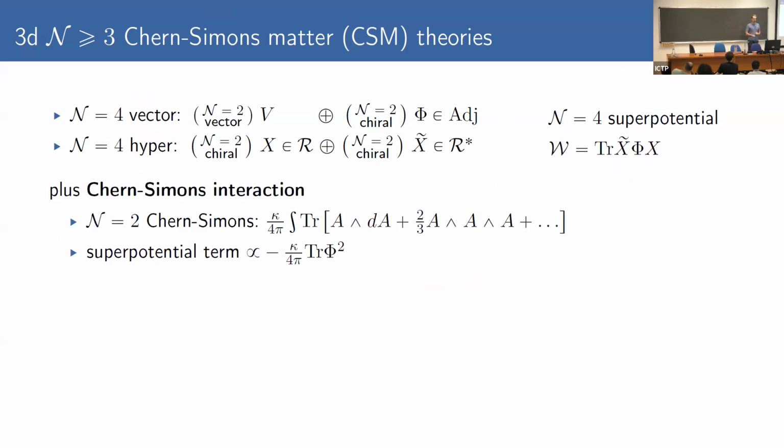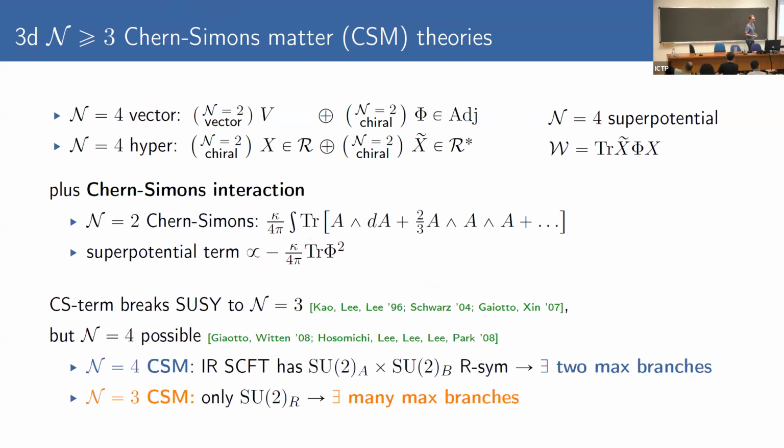Now we add the Chern-Simons term. We do so by adding the usual Chern-Simons term plus a superpotential term. And then you can ask yourself, what happens if I add these terms? How much supersymmetry is left? And generically, the answer is N=3. But then we also know that highly supersymmetric Chern-Simons theories are possible if you have special combinations of matter and Chern-Simons levels, right? So that's a thing.